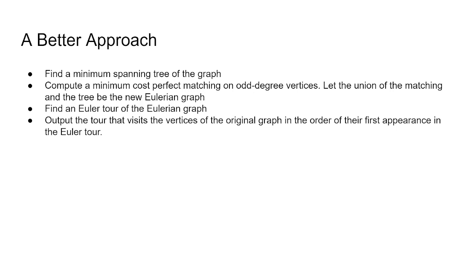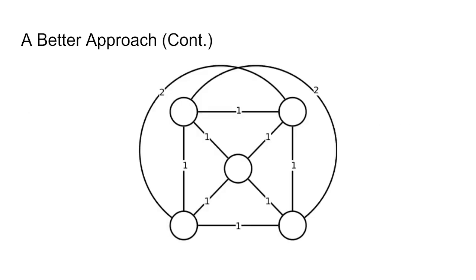A matching in a graph is a set of edges without common vertices. A perfect matching is a matching in which each vertex in the graph appears exactly once. I'm going to provide a concrete example for this better approach as well. So this is the complete graph. Obviously, the edge weights obey the metric, which is the triangle inequality, right?